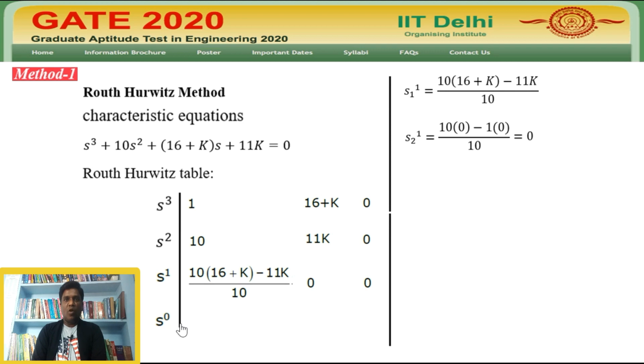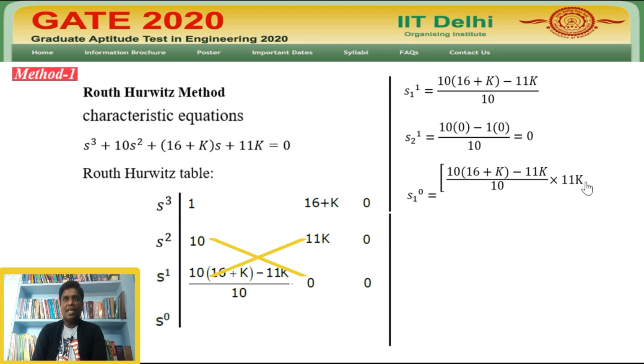Next, the final row, first position, the s^0 row first position, can be filled like a matrix multiplication of the previous two rows' values in this manner, divided by the third row first position, which is (10(16 + K) - 11K) / 10. Then the equation will be s^0 = 11K, computed from the previous rows.